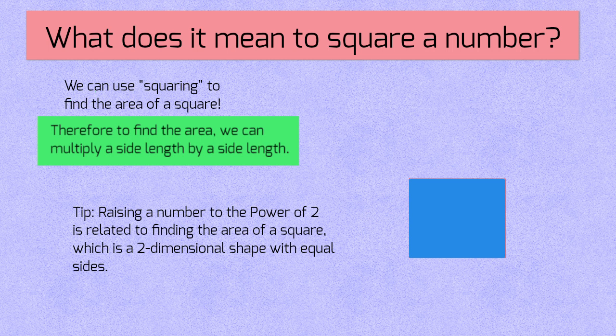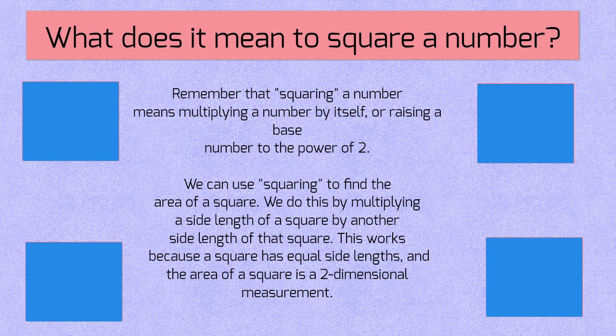Now, connecting squaring a number with finding the area of a square is a good practice because raising a number to the power of 2 is related to finding the area of a square, because a square is a 2-dimensional shape with equal sides.